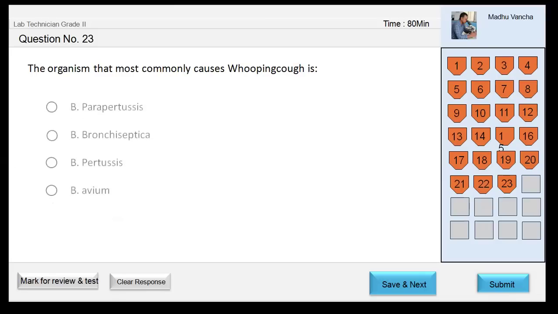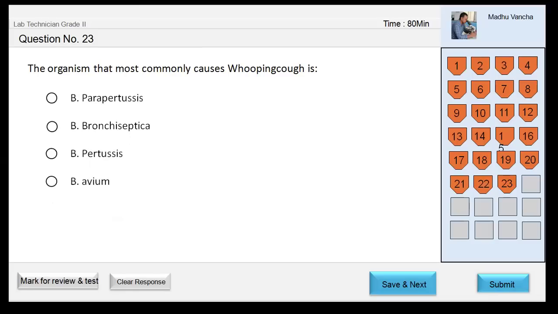Next question, the organism that most commonly causes whooping cough is. So what is the causative agent of whooping cough? Option A, Bordetella parapertussis. Option B, Bordetella bronchiseptica. Option C, Bordetella pertussis. Option D, Bordetella avium. Here the right answer is option C, Bordetella pertussis. So Bordetella pertussis causes whooping cough. The majority of the cases are caused by Bordetella pertussis. Bordetella parapertussis also causes whooping cough, but that is a milder form. So here the right answer is Bordetella pertussis.